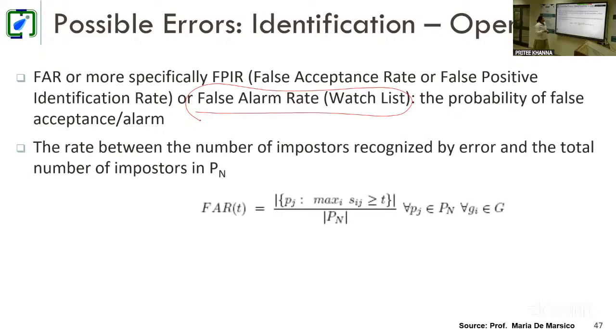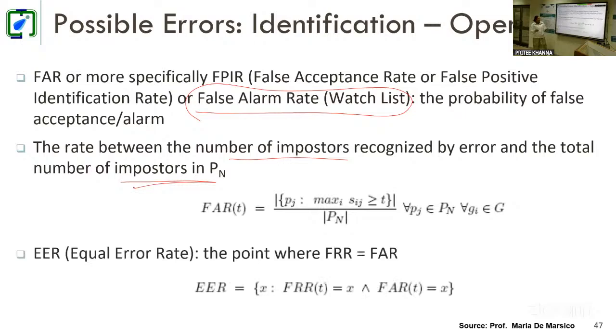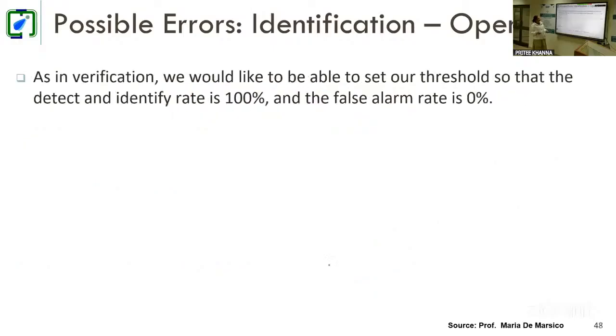So it is the rate between the number of imposters who are recognized by error, who are not there but the system is still saying yes, they are there, and the total number. The ratio between the two is the rate. So here again, what is the equal error rate? The point where FAR and FRR are equal. The definition of EER is not going to change, whether it is verification or identification.